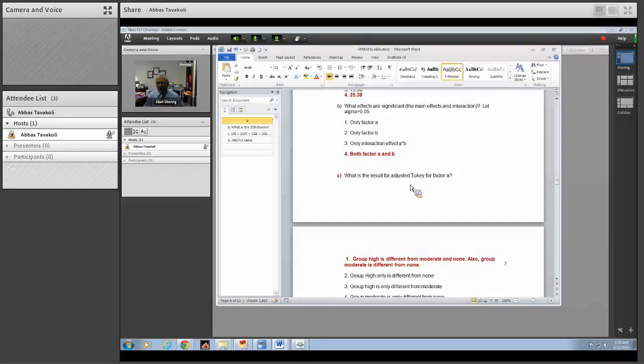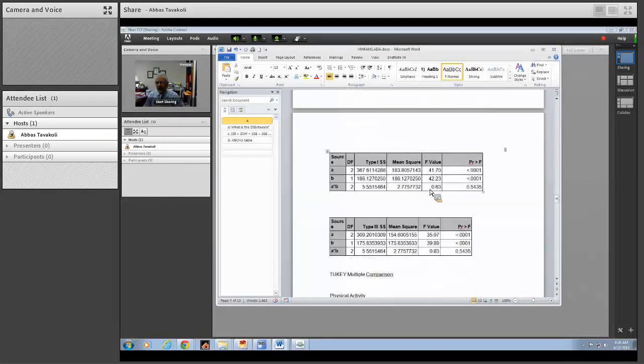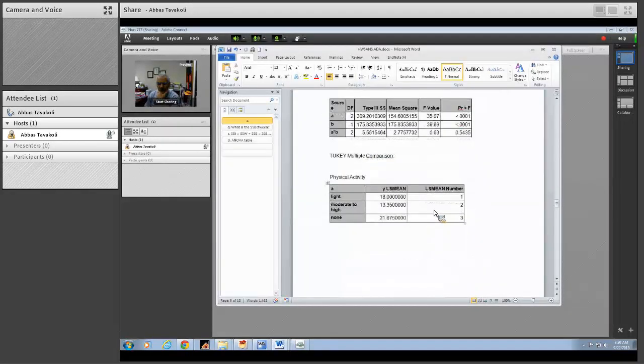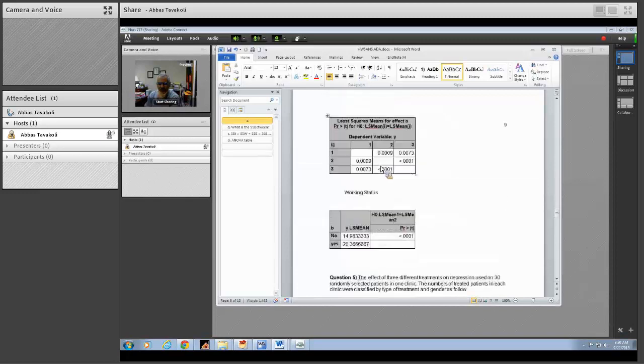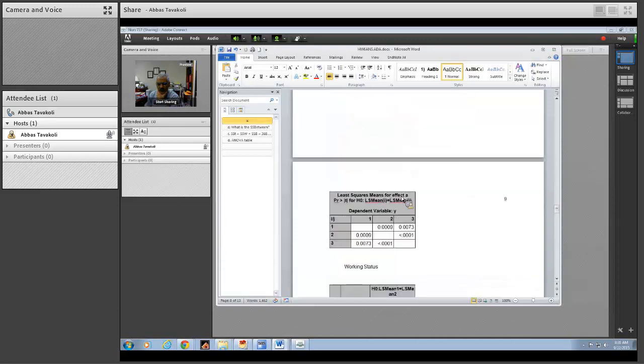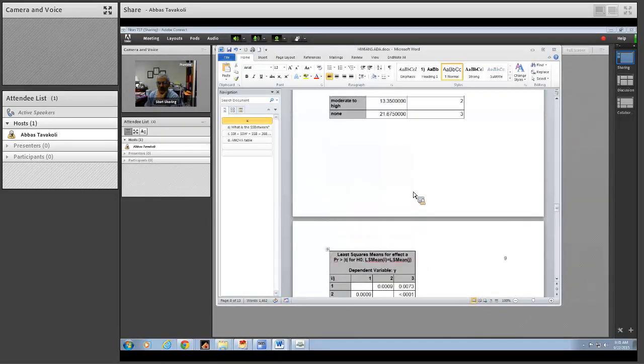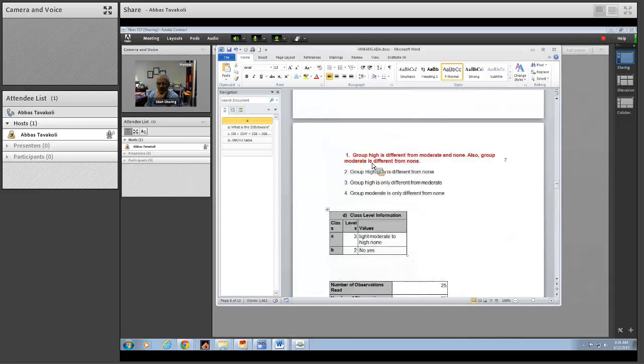Now, what is the result of adjusted Tukey for factor A? Here you're looking at the physical activity, and you can see we have 3 groups. Group 1 is light, 2 is moderate, and 3 is none. Group 1 is different from 2 and 3, and also 2 is different from 3. So basically, light is different from moderate and none, and moderate is different from none. That is the correct answer.